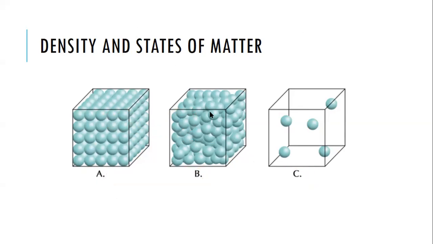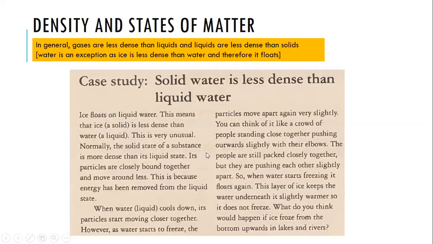So what we expect is that when the substance changes from solid to liquid, liquid to gas, density decreases. Or the other way around, when the substance changes state from gas into liquid, liquid into solid, like cooling down, the density increases. That's the general trend we expect. We discussed it by using some diagrams.